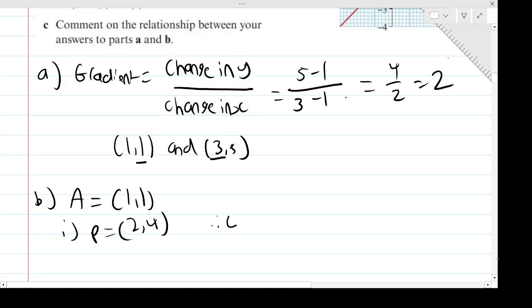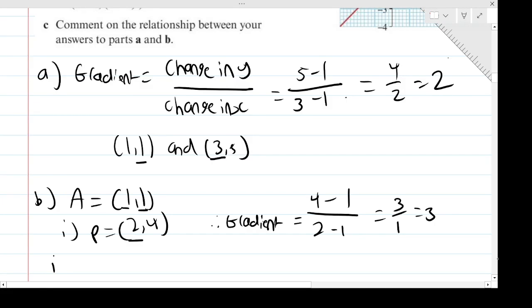So therefore the gradient here is going to be changing y. So let's take P, so 4 here, take away 1. And then we do changing x, so 2 at P, take away 1 at A. If we do that, we get 3 over 1, which would just be 3. A gradient of 3 there.